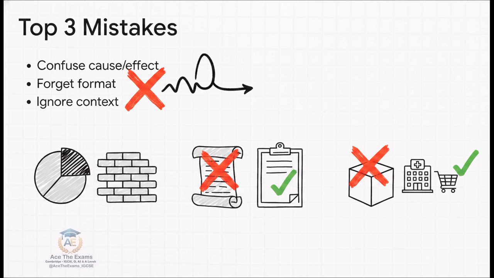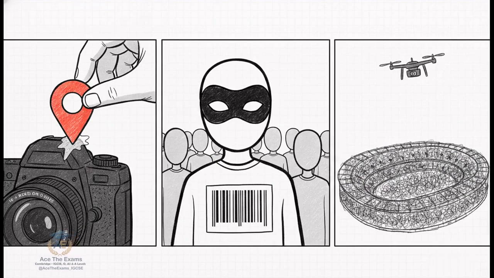To completely bypass these common errors, try deploying a visual story method to encode these specific concepts into your memory permanently. Visualizing prevents you from confusing cause and effect. Imagine a highly classified spy. When the spy takes a photo of a secret enemy base, they physically scrape off a sticky GPS tracker from the back of the camera. That physical action is removing the geotag.